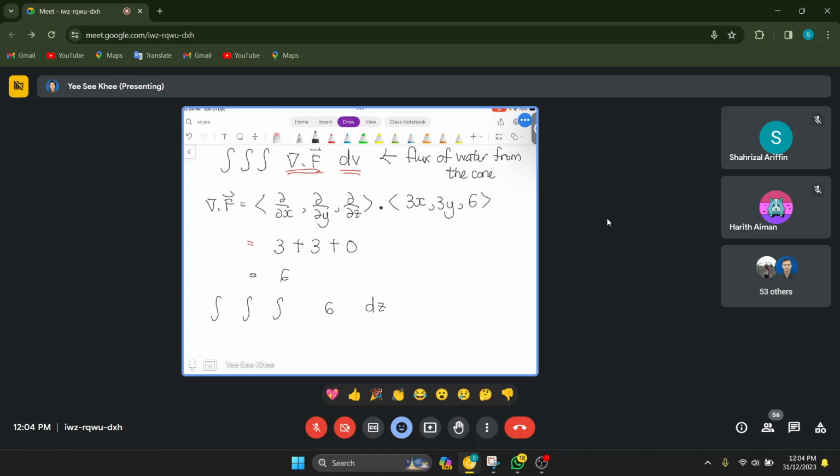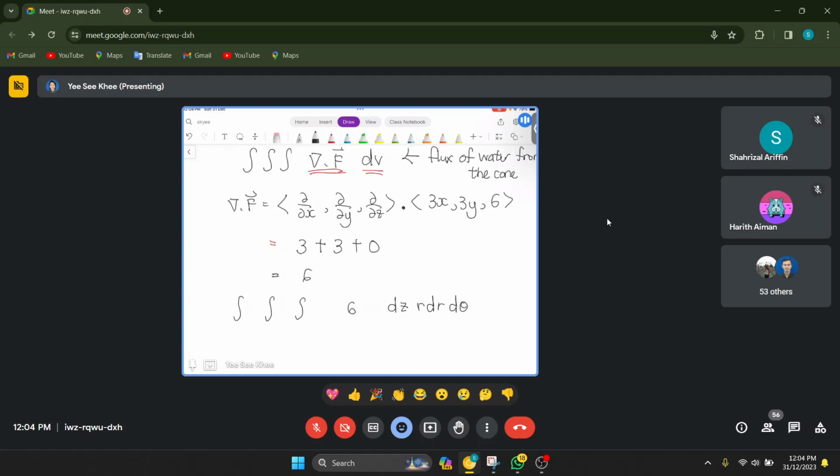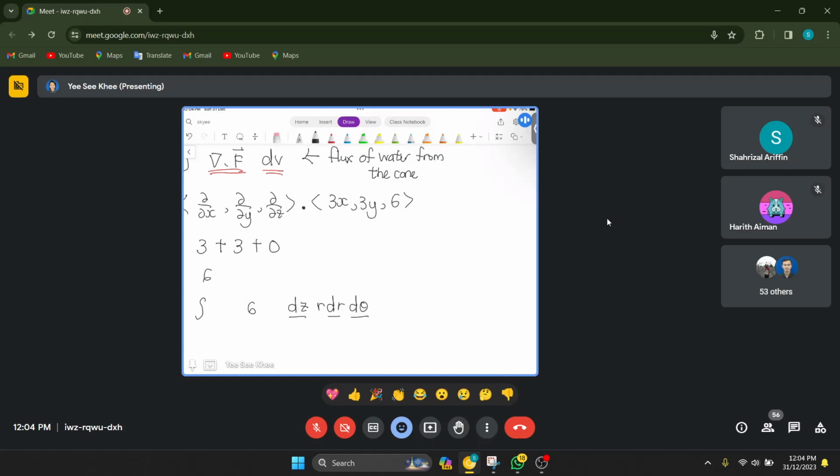dz, r, dr, and d theta. Okay, so which means that I have to find the range for dz, dr, and d theta. I think dr, d theta no problem for you, right? Because just now we already defined it. The r is from 0 to 4, theta is from 0 to 2 pi. How about the dz? So for dz, you just imagine this is your cone, right?